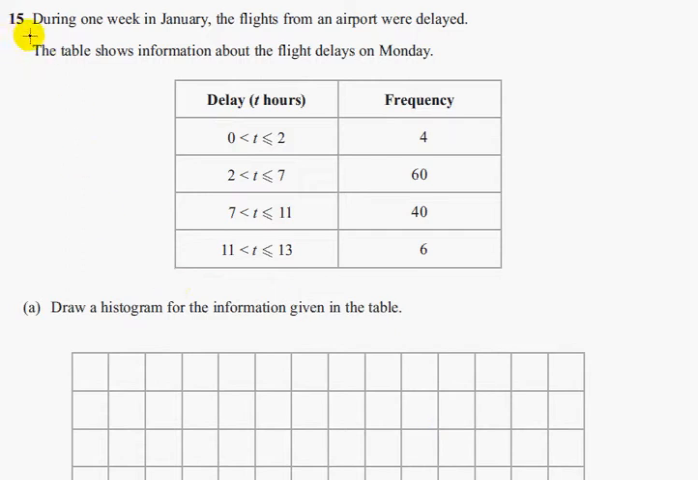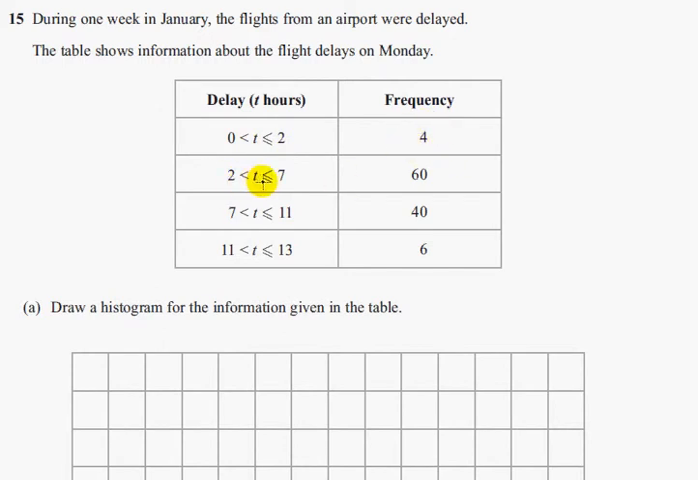Question 15. During 1 week in January, the flights from an airport were delayed. The table shows information about the flights delayed on Monday. So delay T hours, so greater than 0 hours, but less than or equal to 2 hours. There were 4 flights that were delayed.